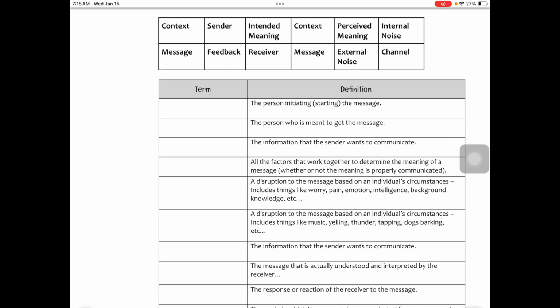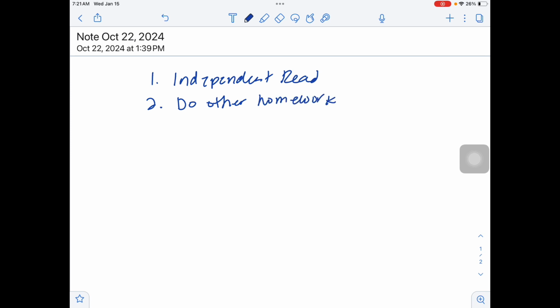Once you have finished the notes on the elements of communication, your options for the rest of this period are to independent read or do other homework. These are your only 2 choices, so make your selection now.